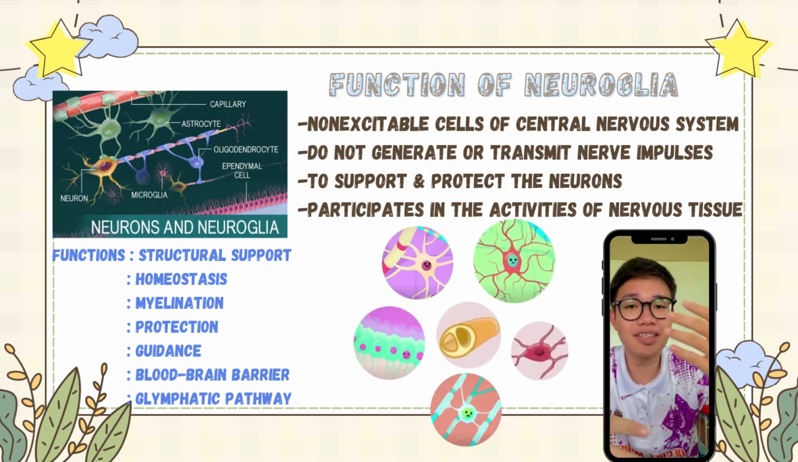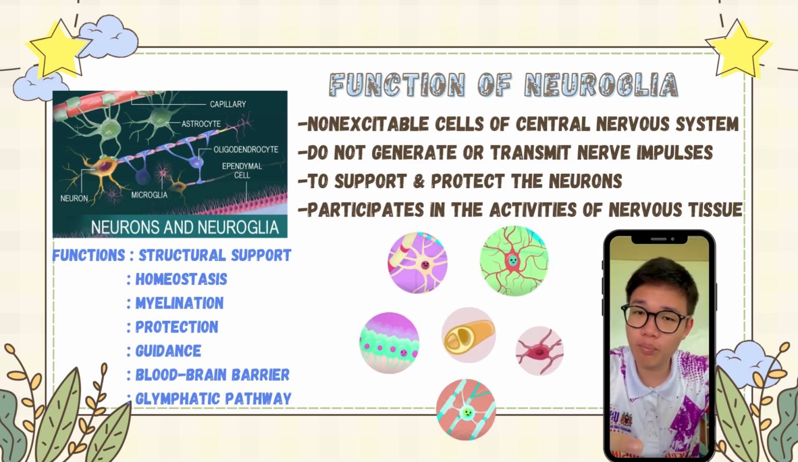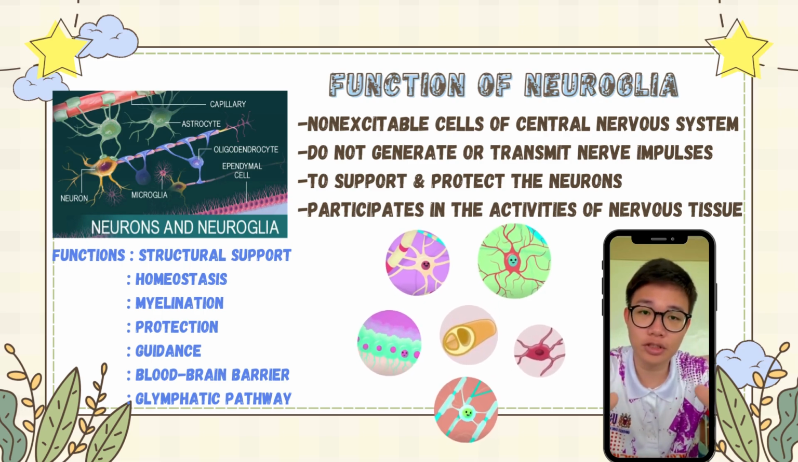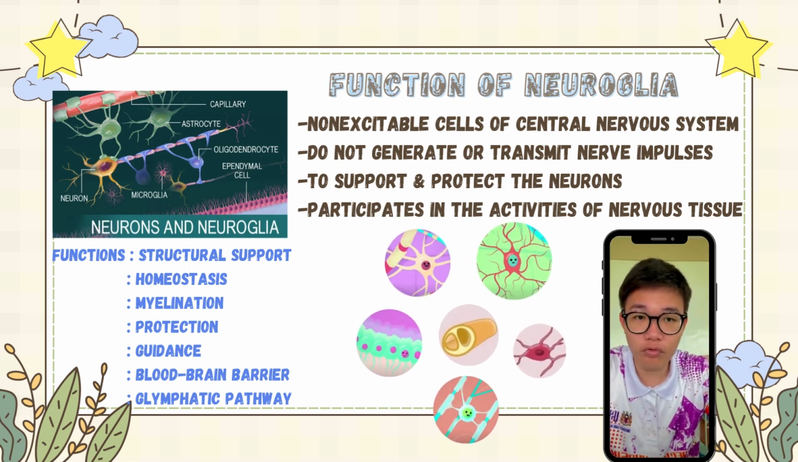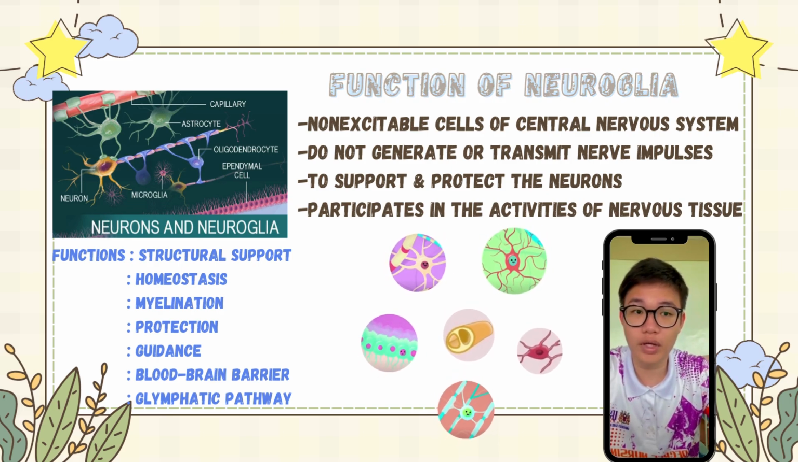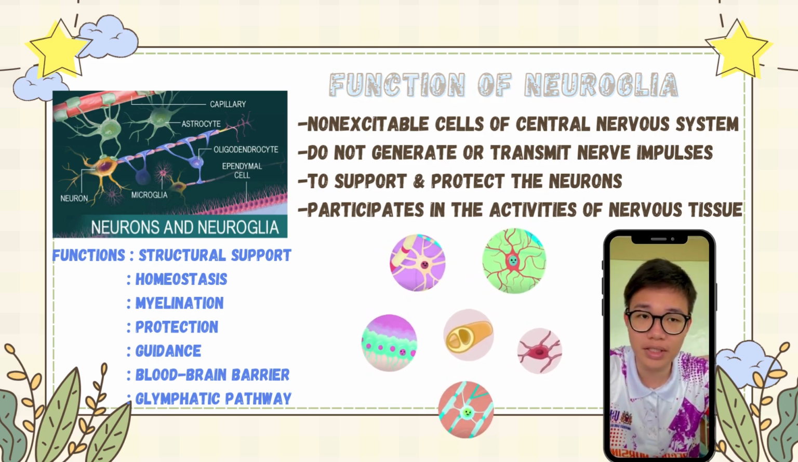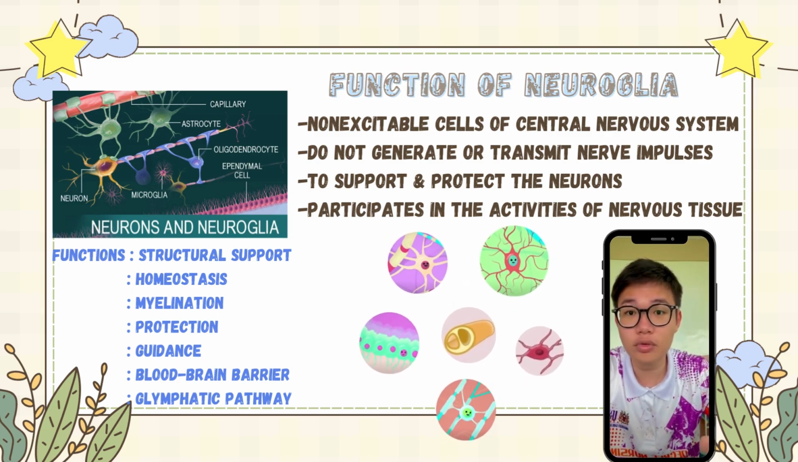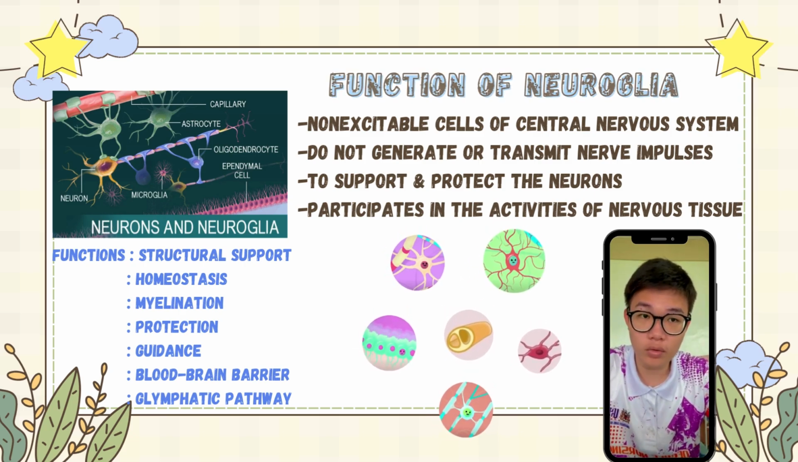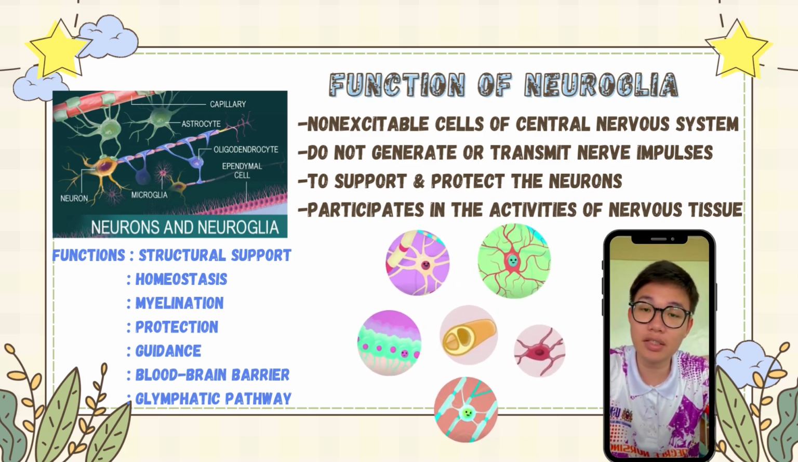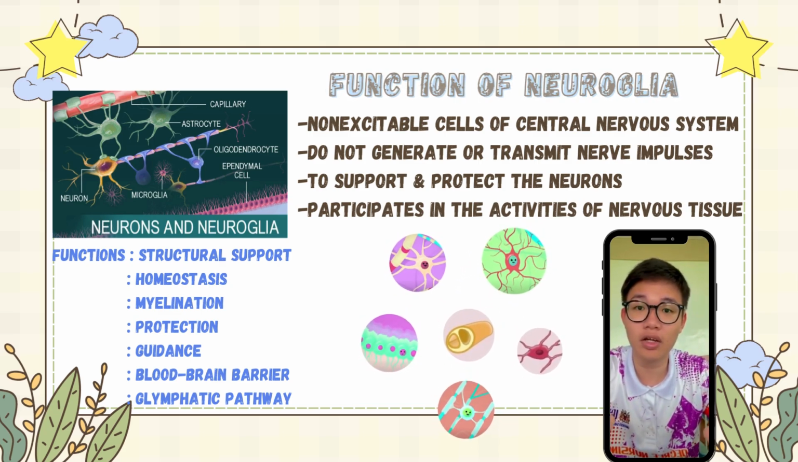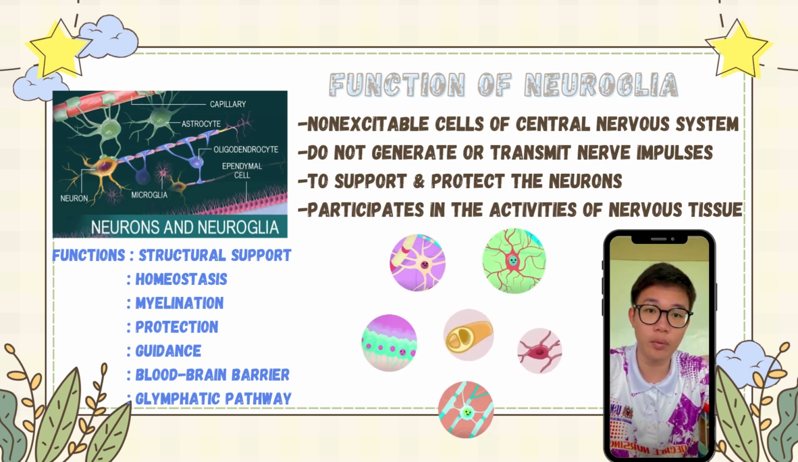Let me explain why it's so important that neuroglia function as the structural support. Neuroglia provide a structure for neurons to inhabit. They provide support and protect the neurons, and they also provide nutrition. They also provide insulation and help with signal transmission in the nervous system. So neuroglia participate in a lot of activities of the nervous system as well.